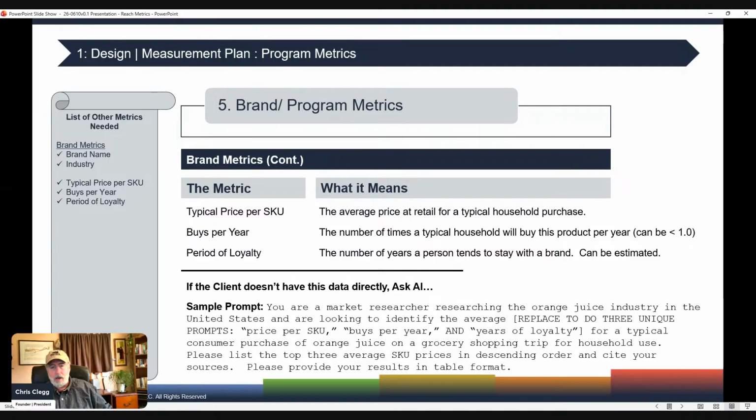If you said something like, "Hey, you're a market researcher researching the orange juice industry in the United States, and are looking to identify the average either price per SKU, buys per year, years of loyalty." You want to do different prompts for each. "For a typical consumer purchasing orange juice on a grocery store shopping trip for household use, please list the top 3 average SKU prices in descending order and cite your sources. Please provide your results in a table format." And so you're being very specific about what you're asking.